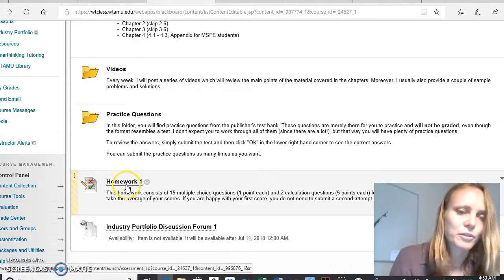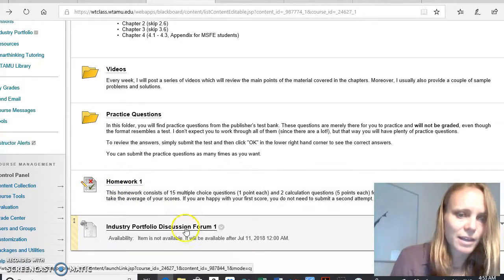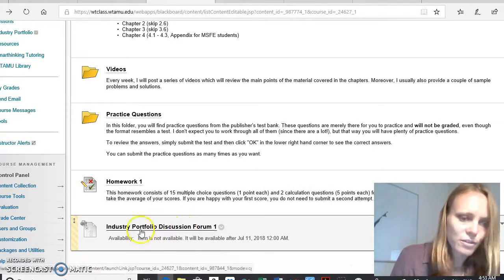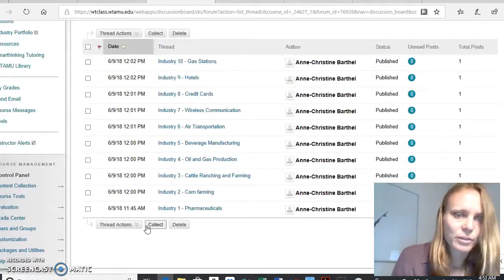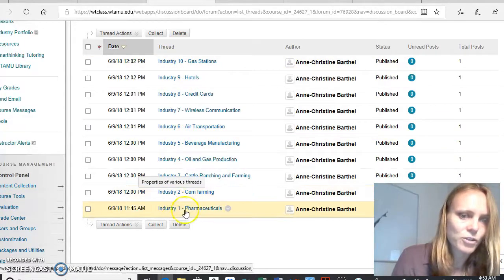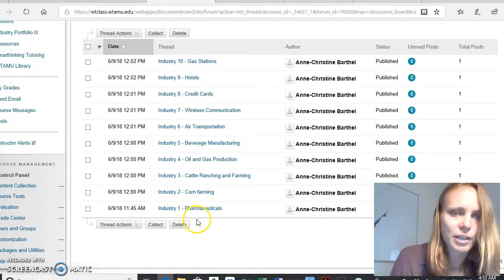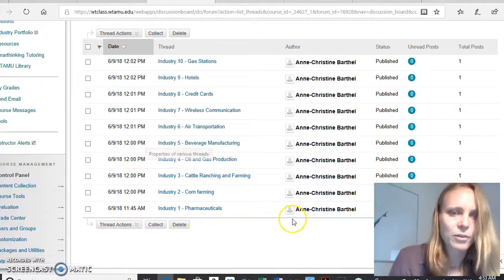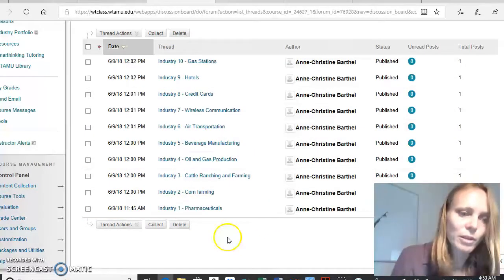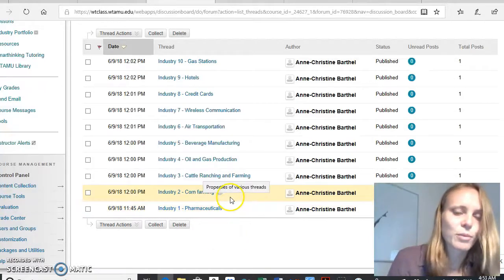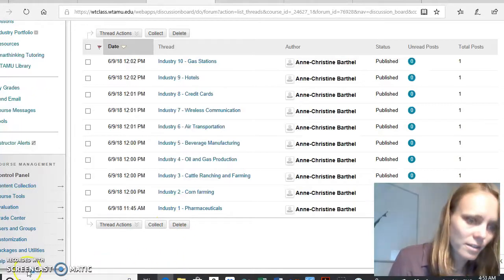And lastly, down here you see your link to your homework and then to the Industry Portfolio Discussion Forum. When you click on that, you should see all the different industries pop up, and then just select the one that you signed up for and then contribute to that thread. Please make sure you only post in your industry, because if you post in a different one, you're not going to receive credit for that.